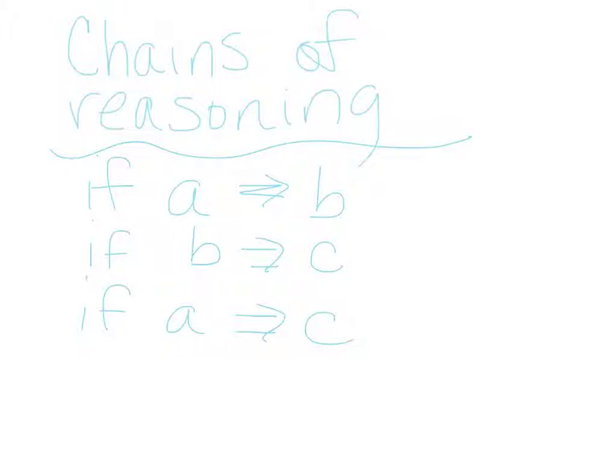An example is if you study hard, then you get good grades. That's if A, then B. And if you get good grades, you make your family proud. That's B to C. So A to C would be if you study, then you make your family proud. Excellent.